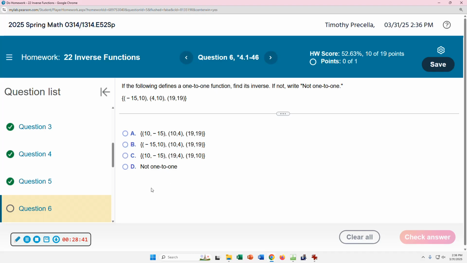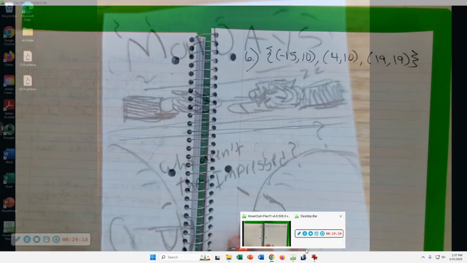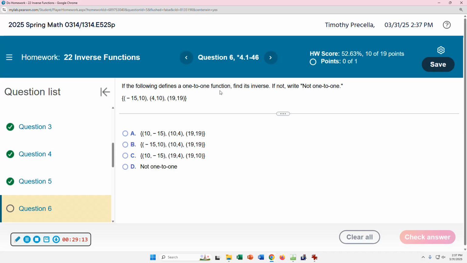Okay, so we have negative 15, 10. Same instructions. If it's one-to-one, find the inverse. If it's not one-to-one, select not one-to-one. What's with this 19, 19 and 20, 20? No, it isn't tricky. Read the instructions once again. If it's one-to-one, find the inverse. If it's not one-to-one, select not one-to-one.